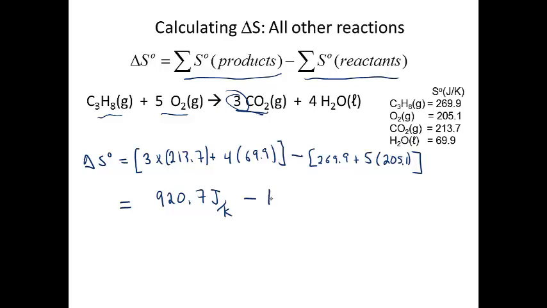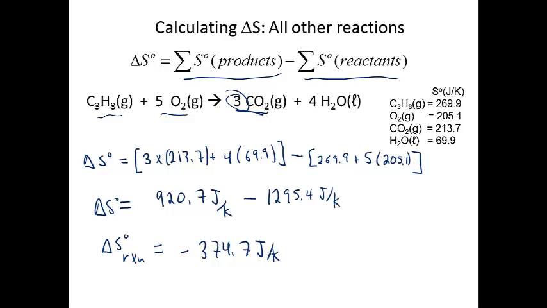And the reactants add up to 1,295.4 joules per Kelvin. And therefore, delta S for our reaction is equal to negative 374.7 joules per Kelvin. So remember that two things to be careful about: make sure you use the number of moles of each species when you do your calculation, and also remember that the values for elements in natural states are not equal to 0.